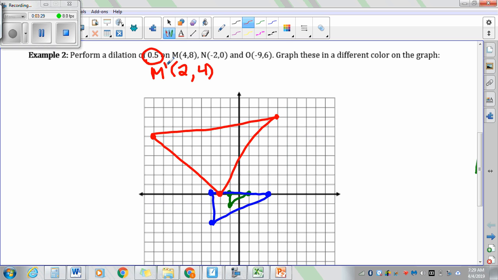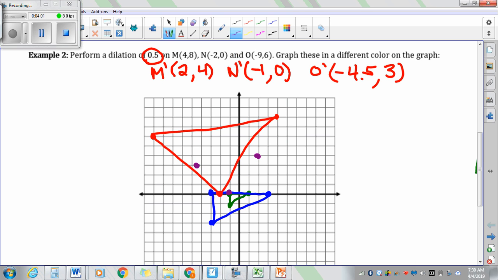So that would be M prime. N prime, -2 times 0.5 would be -1. 0.5 times 0, anything times 0 is going to be 0. O prime, 0.5 times -9 would be -4.5. It is okay to get decimals. 0.5 times 6 is 3. So I'll do this one in purple. So 2, 4 would be here. -1, 0. And -4.5, 3.